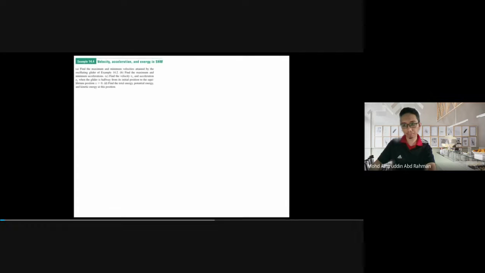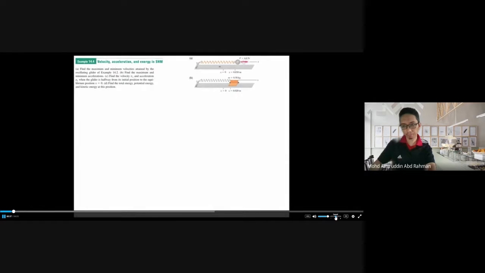In example 14.4, we're going to return to the glider that we studied in example 14.2. In the first part of 14.2, we tied a scale to a spring and stretched the spring out a certain distance and measured the force on the scale. This told us the force of the spring and allowed us to calibrate the spring and determine the spring constant. In the second part of the problem, we removed the scale and attached a 0.5 kilogram glider. We then pulled the glider out to a distance of 0.02 meters and released it, and it oscillated back and forth on this frictionless surface.